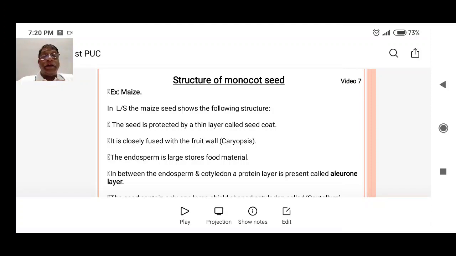Biologically speaking, it is a caryopsis. A caryopsis is a one-seeded, dry, indehiscent fruit of the family Poaceae. Examples: jowar, finger millet, which we call ragi, wheat, maize, all of them are fruits.